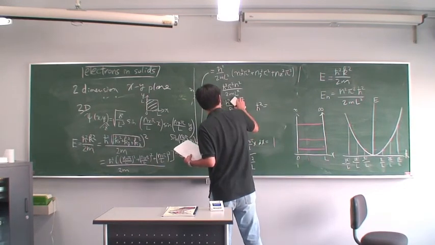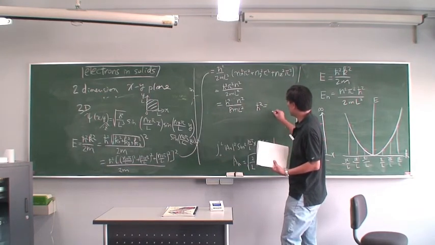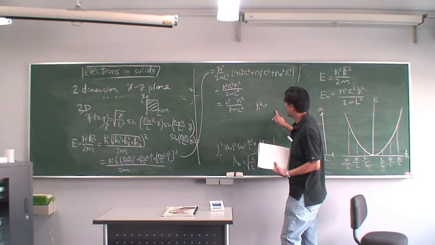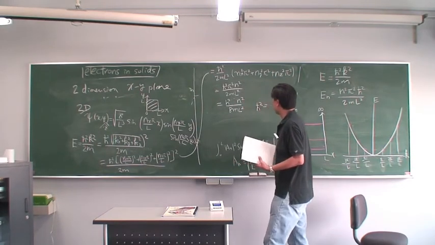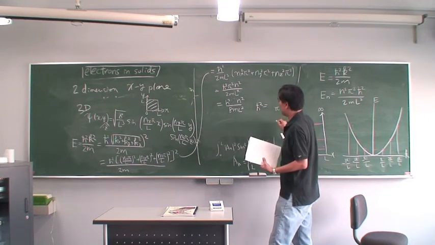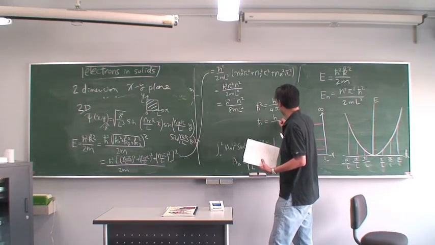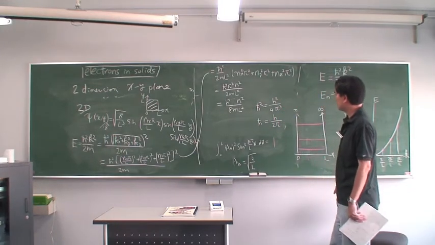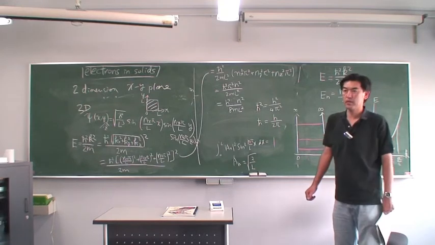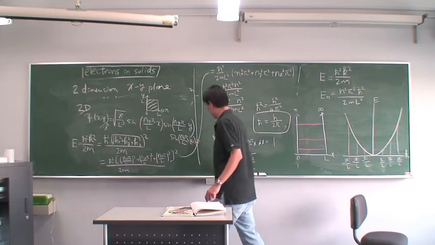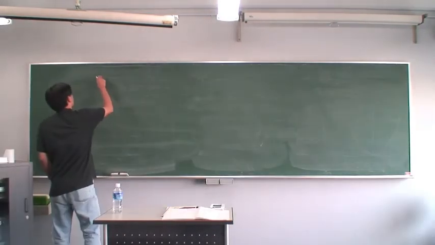Oh no, there's something wrong. h bar square equals to, let me think about this a little bit, okay? So h bar is h over 2 pi. Does that make sense? Yeah, that's okay. So that's the relation I use. So density of states.